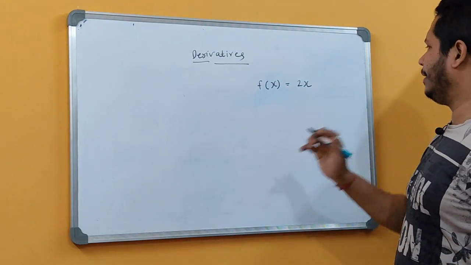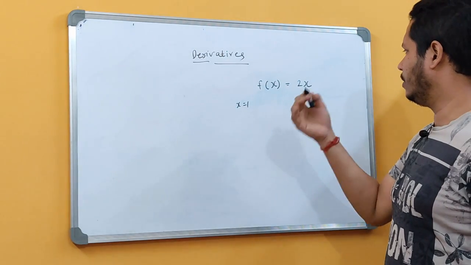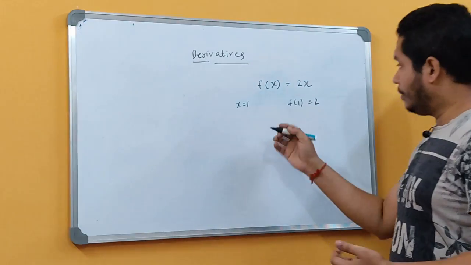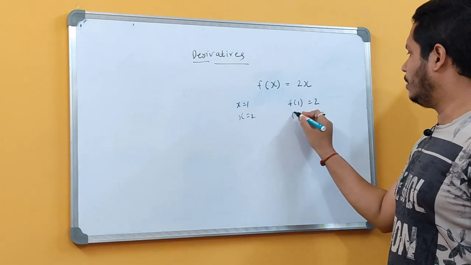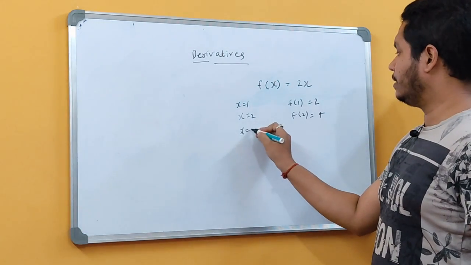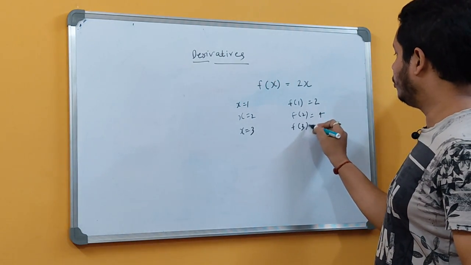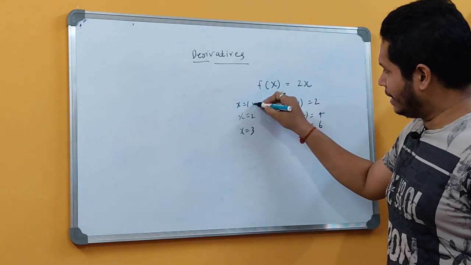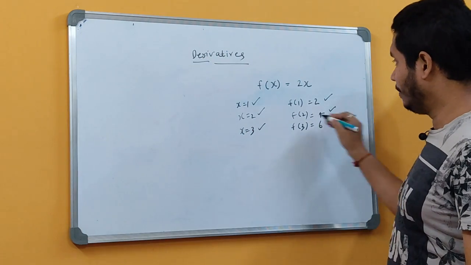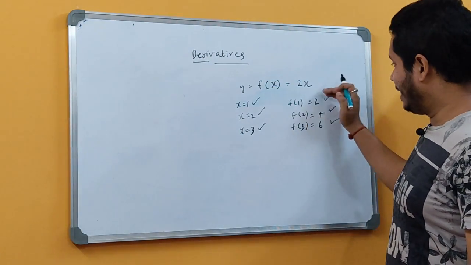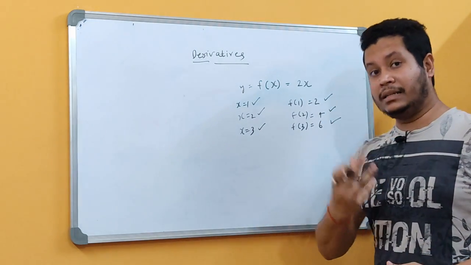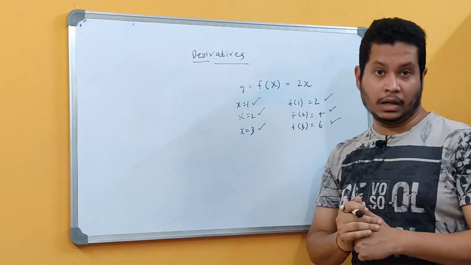Now for example, say if I take x as 1, so in that case the value of the function will be 2, correct? Similarly, for x equal to 2, the value of the function is going to be 4, right? Then similarly, for x equal to 3, the value of the function is going to be 6. So as you all can see, as I'm changing the value of x, the value of y is also changing, isn't it? But this change, if I want to know the rate of that change, then that is what the concept of derivative is all about, right?